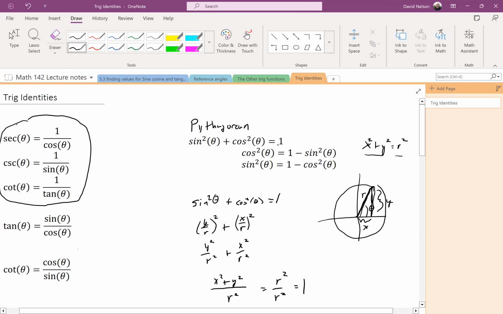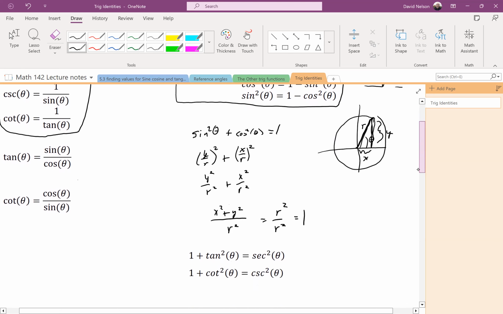You can move the sine to the other side of the equation, and you get cosine squared is equal to 1 minus the square of the sine of theta. And sine squared theta is equal to 1 minus cosine squared theta. So those are our Pythagorean identities. That's the big one. We tend to use those Pythagorean identities a lot. When you see a sine squared or a cosine squared, oftentimes we want to change it out.